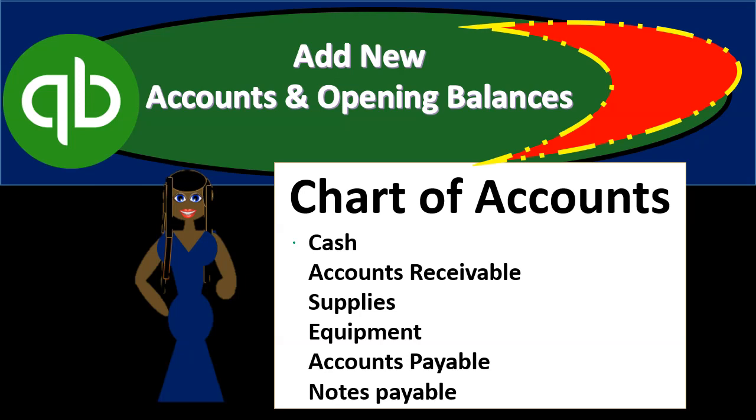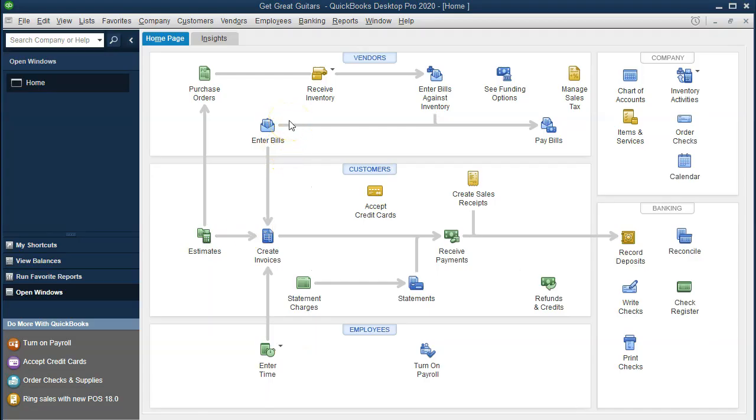We have the chart of accounts that we have generated from QuickBooks. However, there are some accounts that we need to add, some accounts that have beginning balances from the prior system that we need to put into our system as of the starting point that we will start to account within it. Here we are in our Get Great Guitars file.